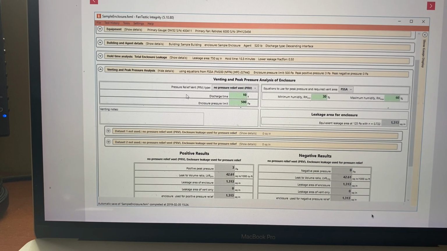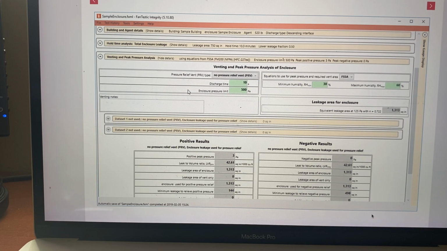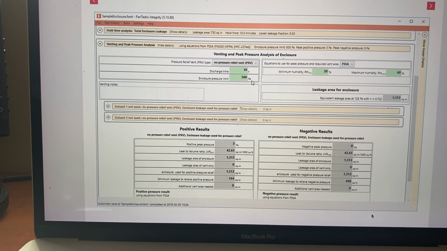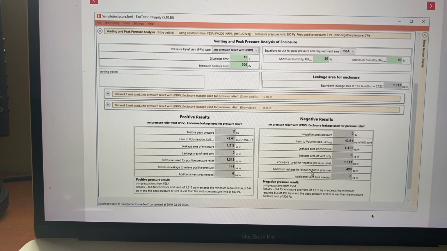The next section is going to be venting and peak pressure analysis. For this specific example, we don't really have an issue with peak pressures. We are testing with a halocarbon agent, so we can expect both a positive and a negative peak pressure. The minimum leakage required to relieve the negative peak pressure, which should be the highest value, is 489 square inches.